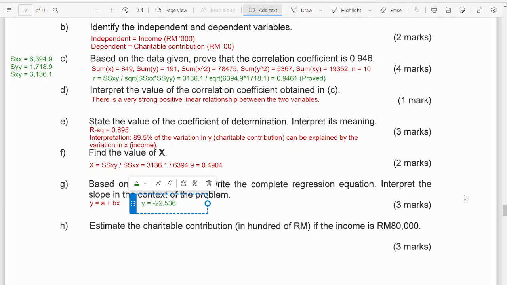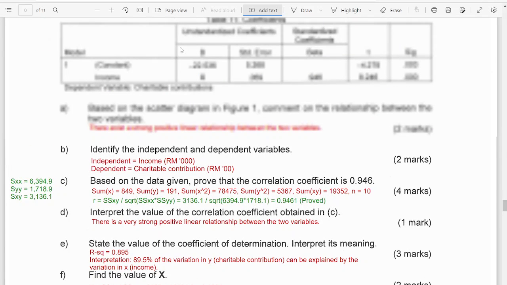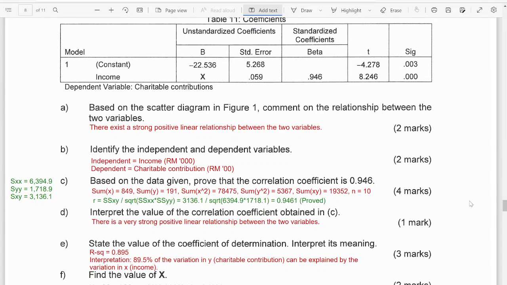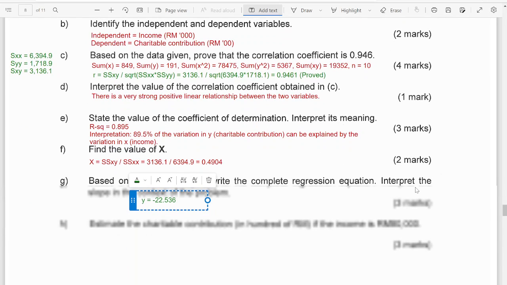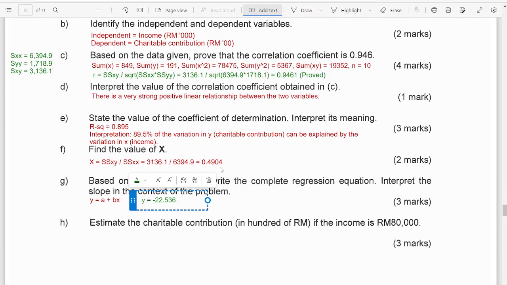Okay, negative 22.536, and then the value of b is positive, right? Just now kita kira kan. So value of b is positive. That is 0.4904. So plus 0.4904, and then times x. Okay, so that is the regression equation.